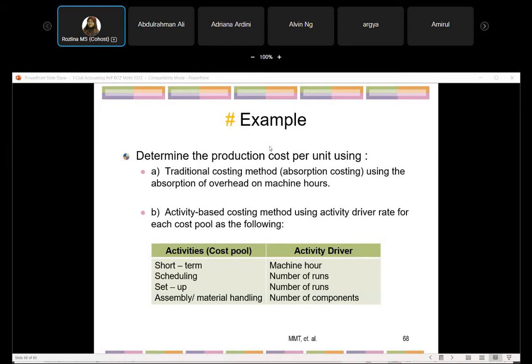We have prime cost, the direct cost: material and labor cost.